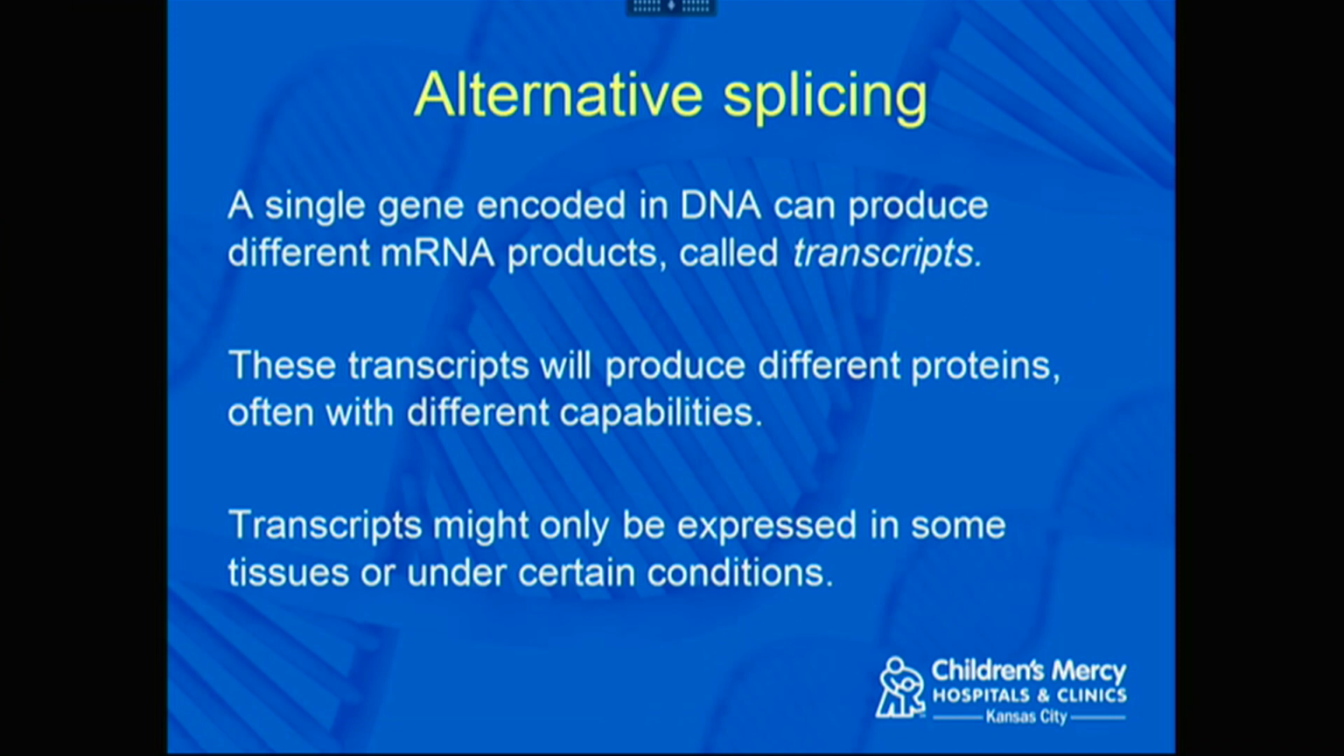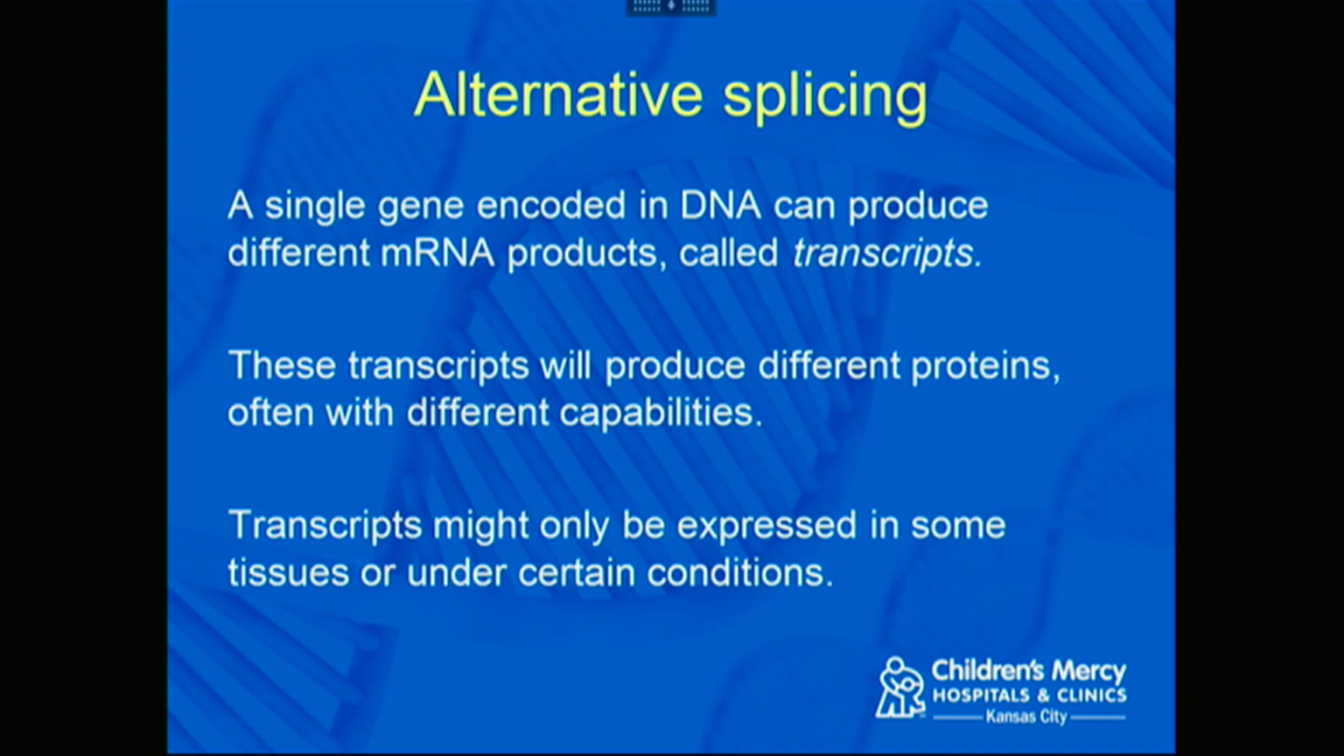And this whole process is called alternative splicing. This is where a single gene encoded in DNA produces multiple different mRNA products called transcripts. This dramatically increases the complexity of the transcriptome because now the cell not only can decide which genes to express, but can also express very specific versions of these genes.